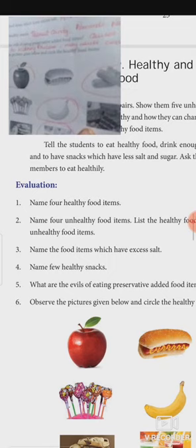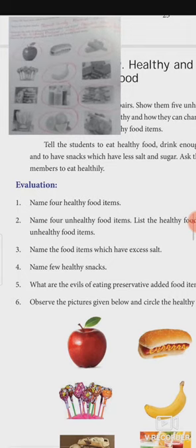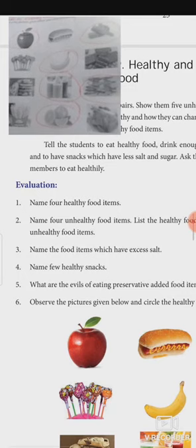Next, sixth one is observe the picture given below and circle the healthy food items. So that we can circle. I have shown you these are all the healthy food items: apple, carrot, banana, fish, fruit juice and fruit. These are all the healthy food.